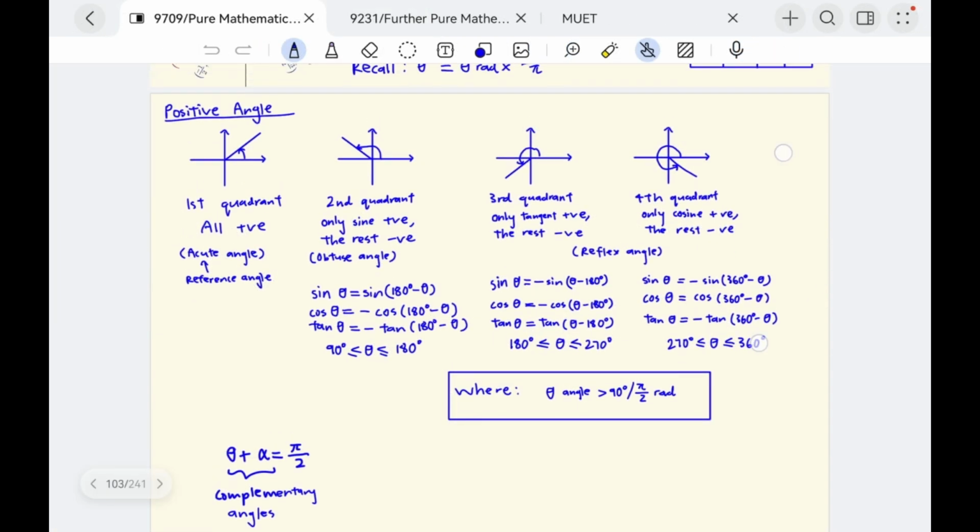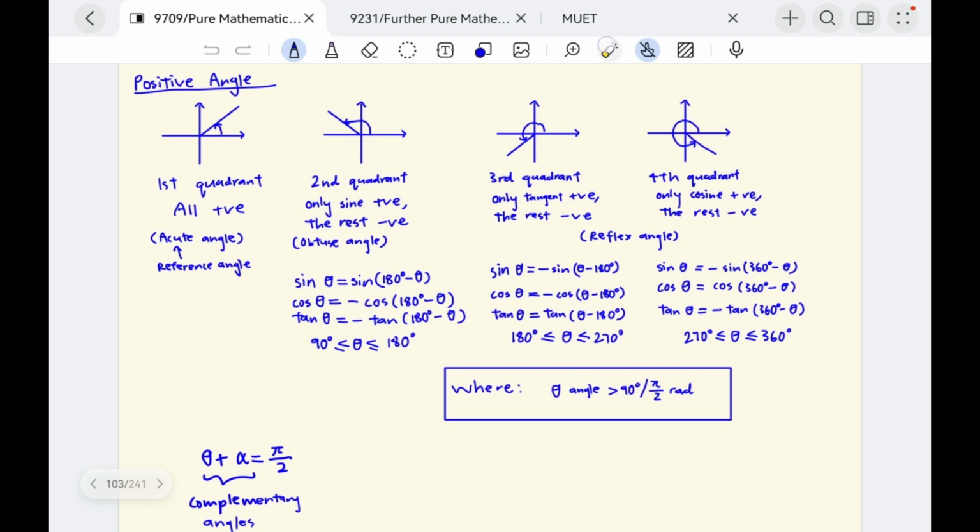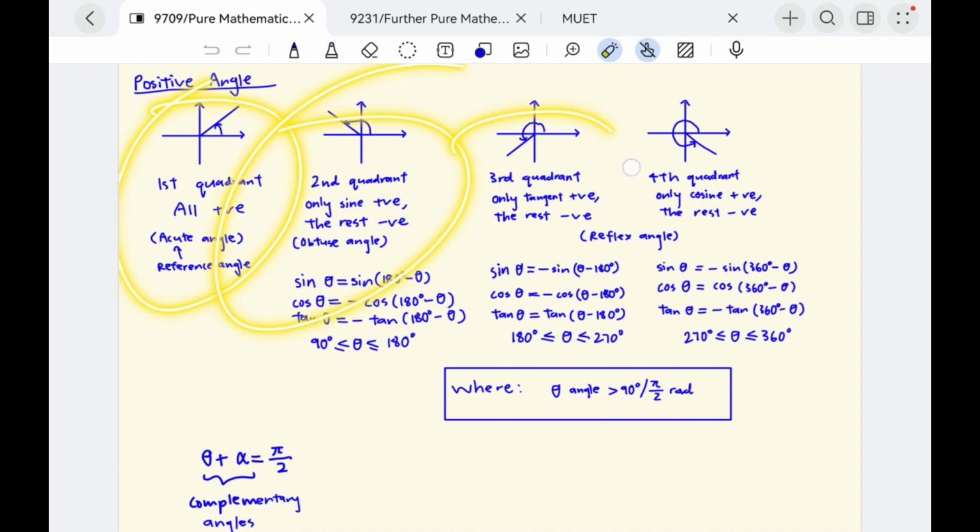Let's move on to the next part, which is the positive angles. For this part, it is very essential that you know all four of these quadrants, where the angle lies at any quadrant, and what their properties are. Alright, let's discuss the first quadrant.